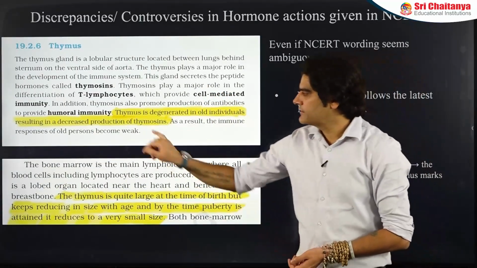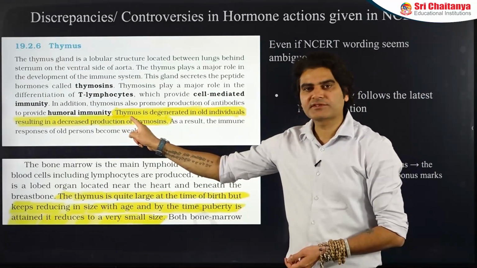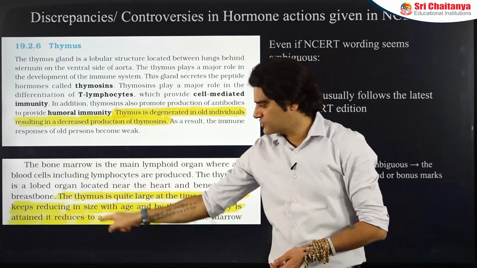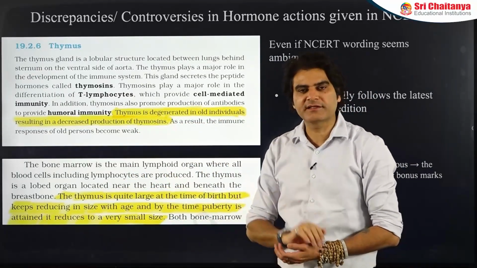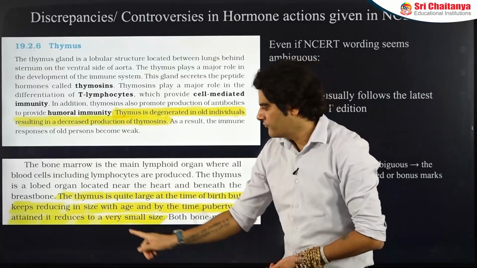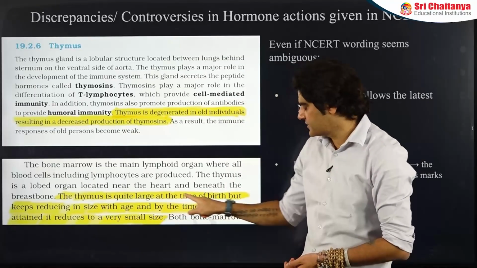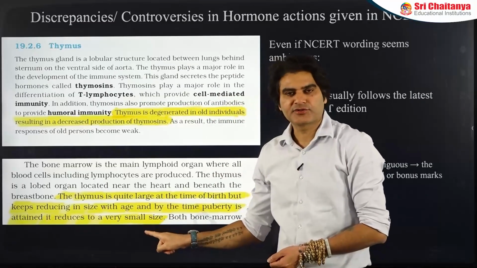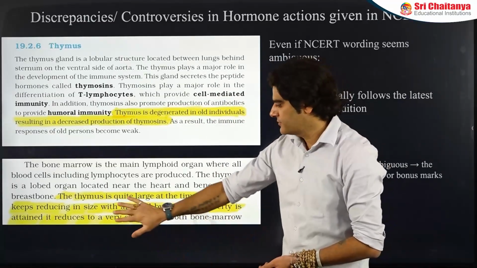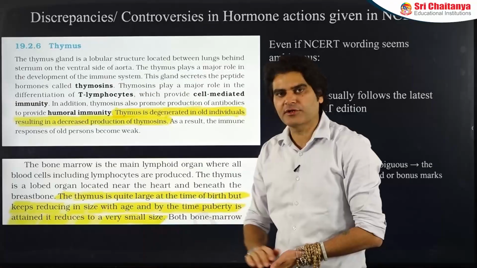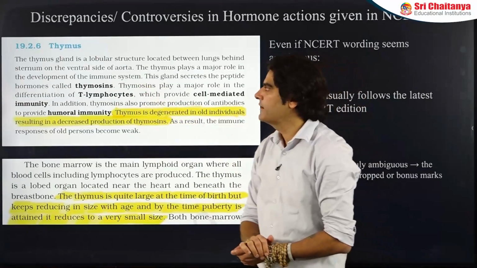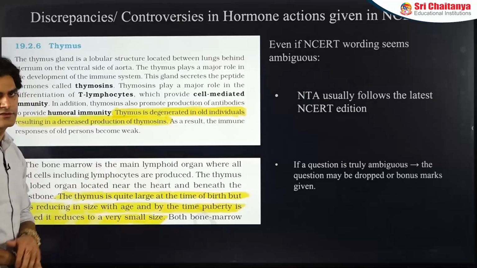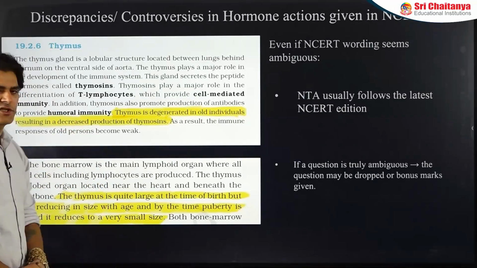Similarly, thymus gland, this is 11th class endocrine system NCERT, which says thymus gland degenerates in old individuals, while this is 12th class NCERT human health and disease chapter screenshot, which says that thymus gland is quite large at the time of birth, but by the time of puberty it starts reducing. So according to health and disease, thymus gland starts degenerating from puberty onwards, while in the chemical coordination chapter, they say thymus gland is degenerated in old individuals. So these are two common discrepancies here.